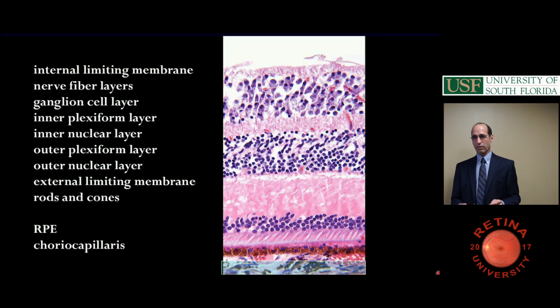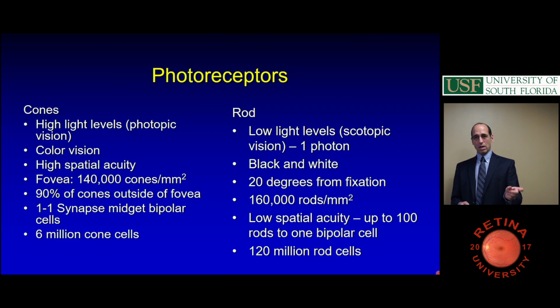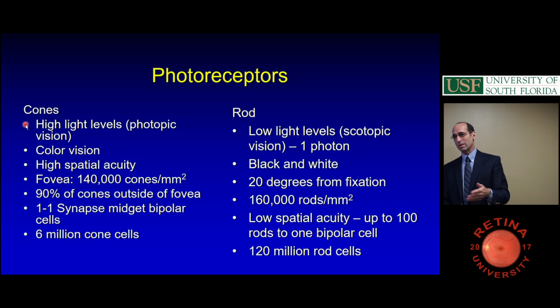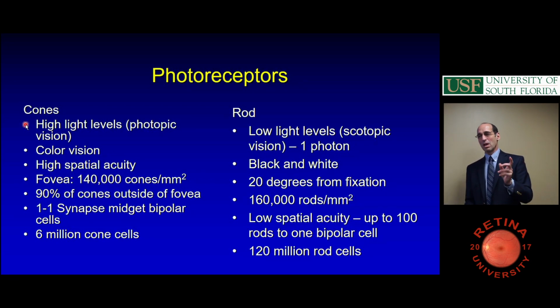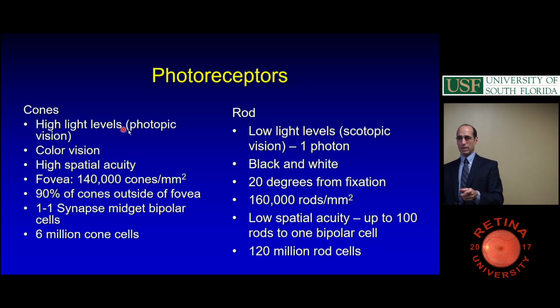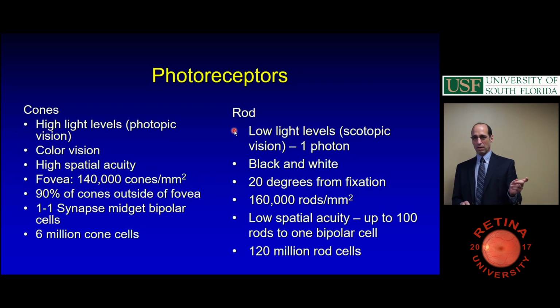So here we go, photoreceptors. The cones are for high light, which is photopic. You might not have heard, but ophthalmology has a million terms. Photopic is for the light, scotopic for the dark, and mesopic is where both work. High levels of light are photopic. Rods are for low levels of light, and they can respond to a single photon. Cones are color vision, and rods are black and white.